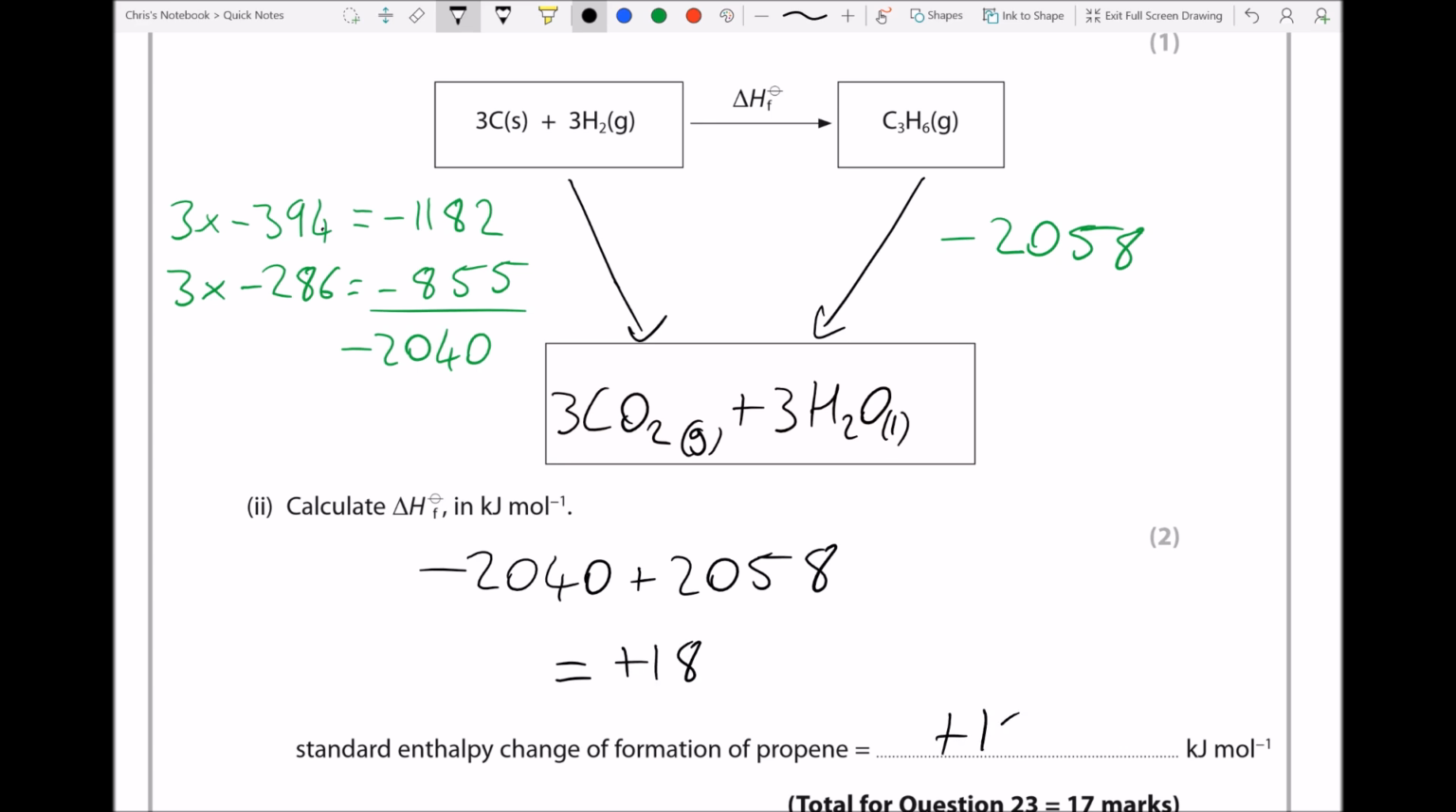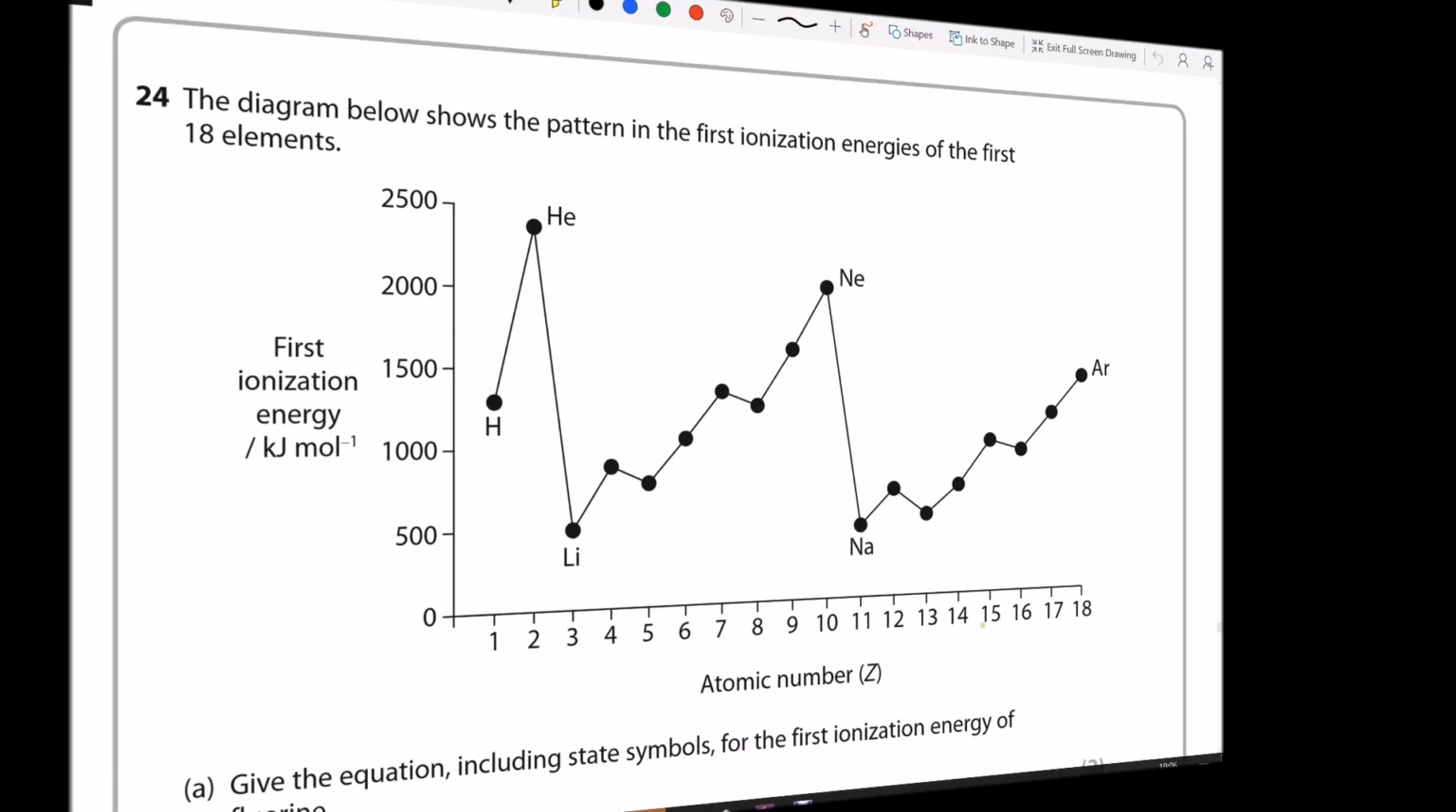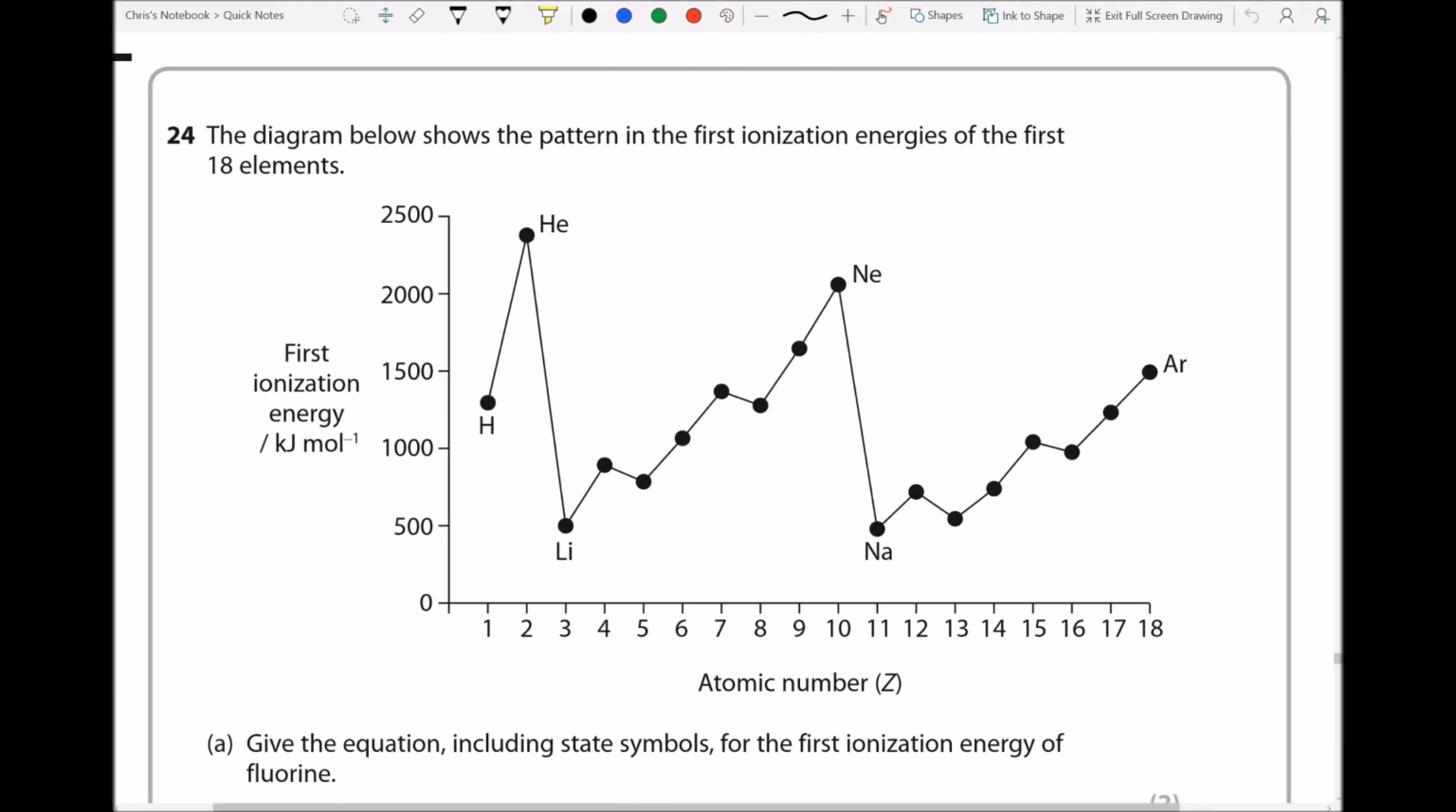So that's your answer. So you get 2 marks, 1 mark for working out this bit and 1 mark for obviously getting your answer right. So that's the end of question 23. So we've just got one more question, which is question 24. Okay, so this is the final question, 24.